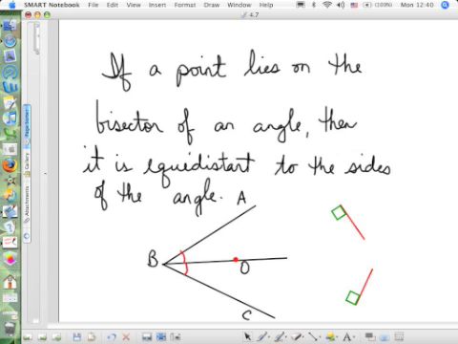Now, does it say that point O is equidistant to point A and point C? No. We don't even know if AB is the same length as BC. What it does say, however, is that point O is the same distance to the segments. Now we've got to find the points or the distances that are the same.